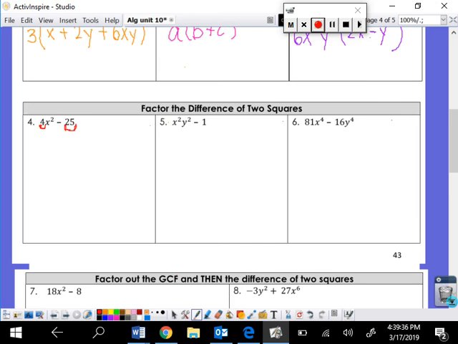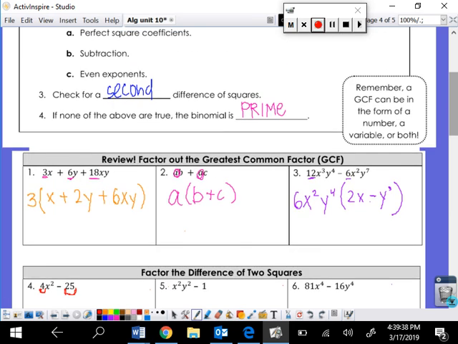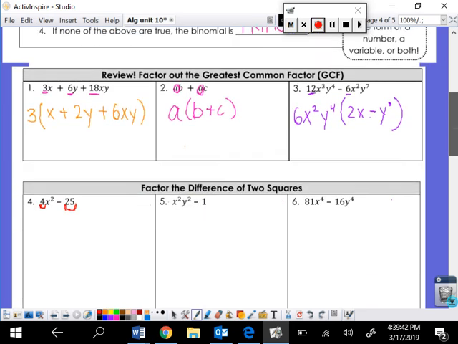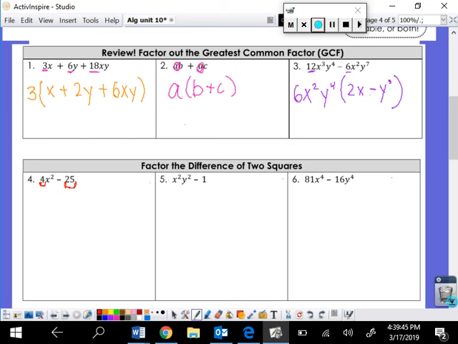Okay, so we've got step 2, part A. We've got perfect square coefficients. Now we need to look for subtraction. All right, we've got subtraction, and then we need to look to see, are the exponents even? Yes, exponents are even. So those 3 things are satisfied.